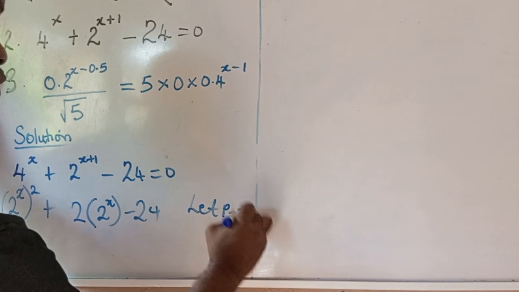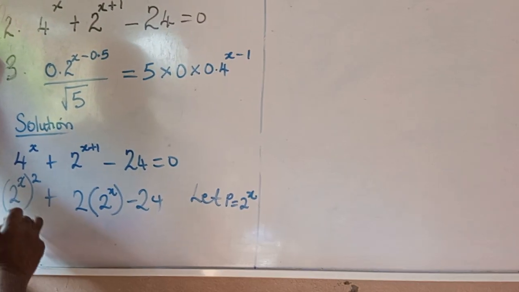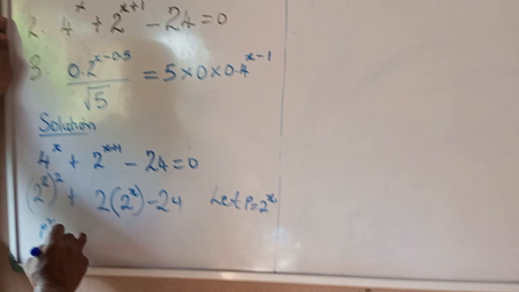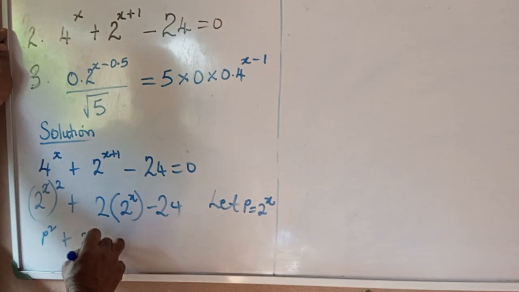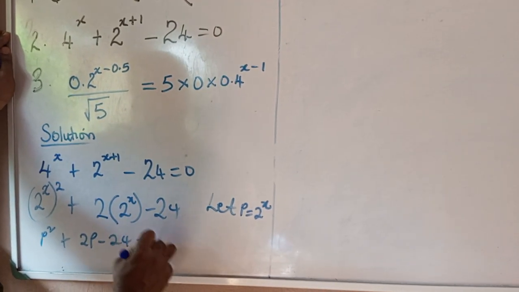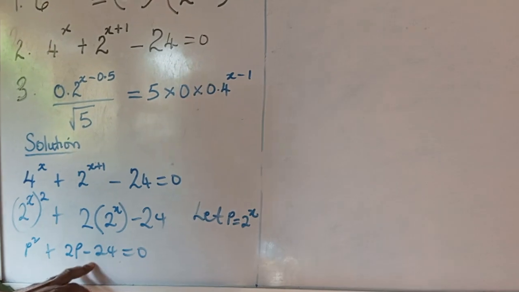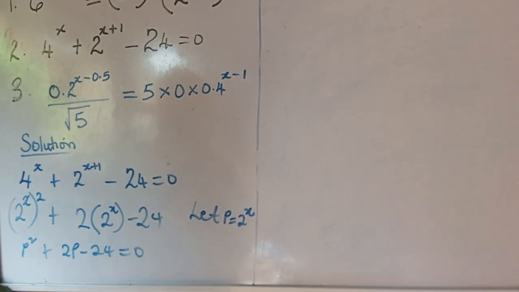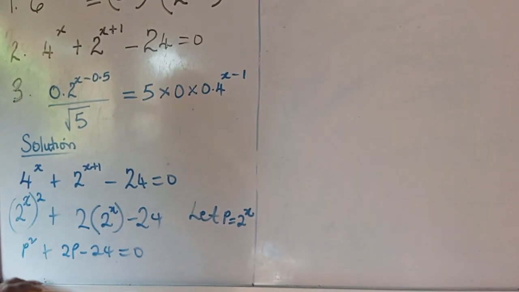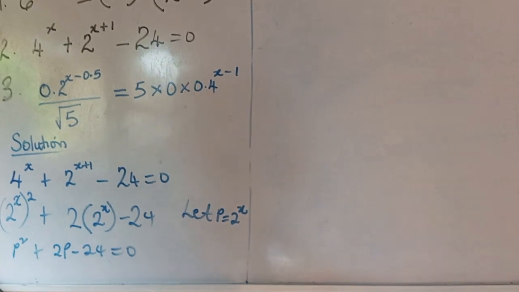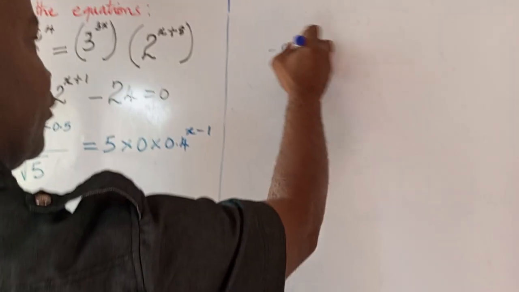Now at this point we can decide to say let p be equal to 2 to the power x, so that this will become p squared plus 2p minus 24 is equal to 0. So we can factorize this in our factoring method by looking at the factors of negative 24. So we have negative 24 here.